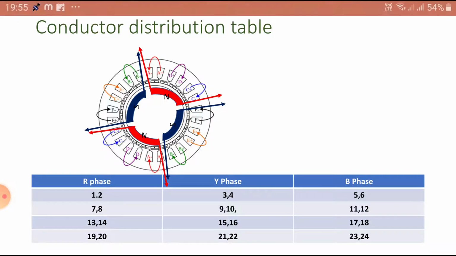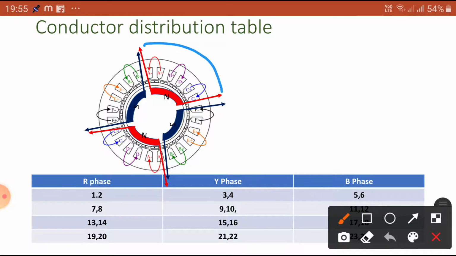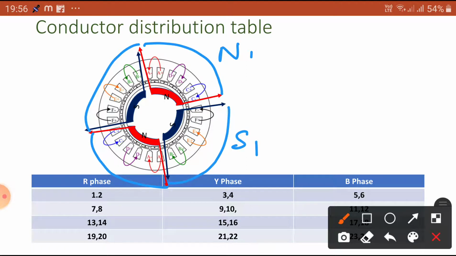So, what is here? This is under one pole, this is under one pole, this is under another pole, this is under another pole. So, a 4 pole machine: N1, S1, N2 and S2. Under north N1, how many slots? 6 slots, each phase 2 slots, you can see here.